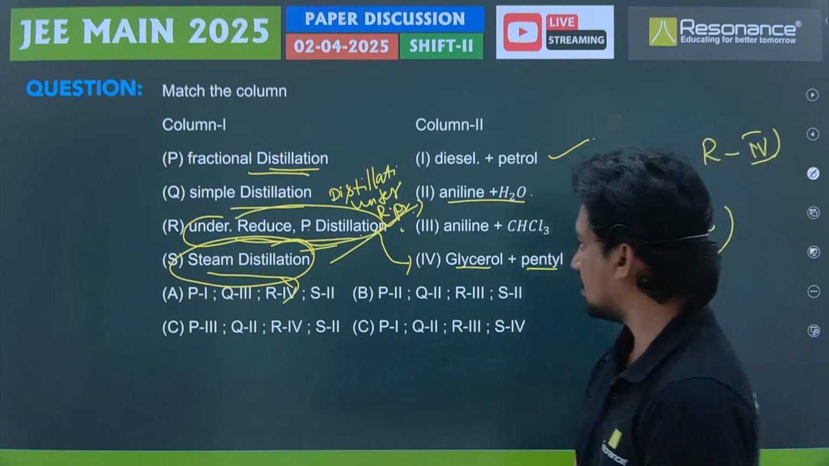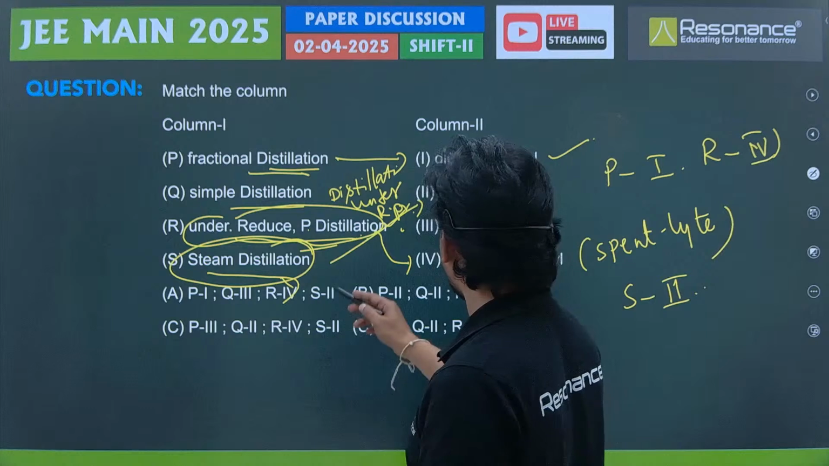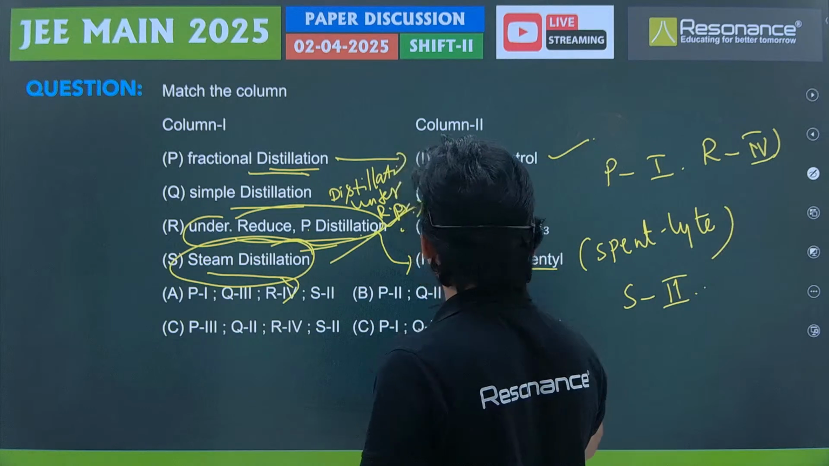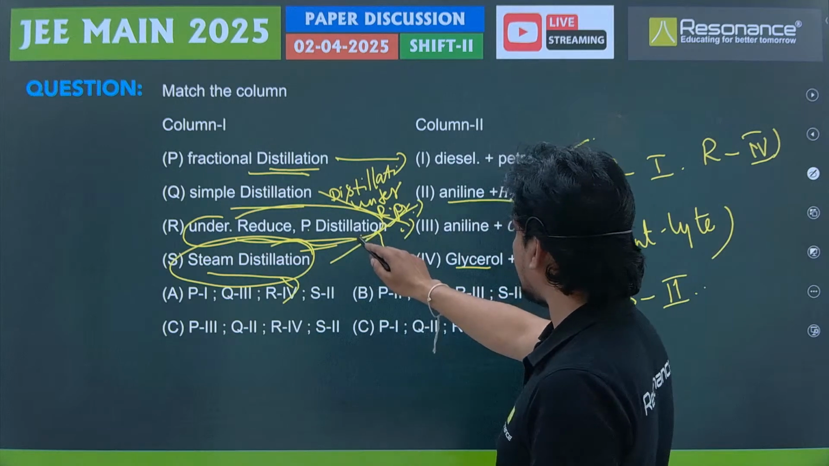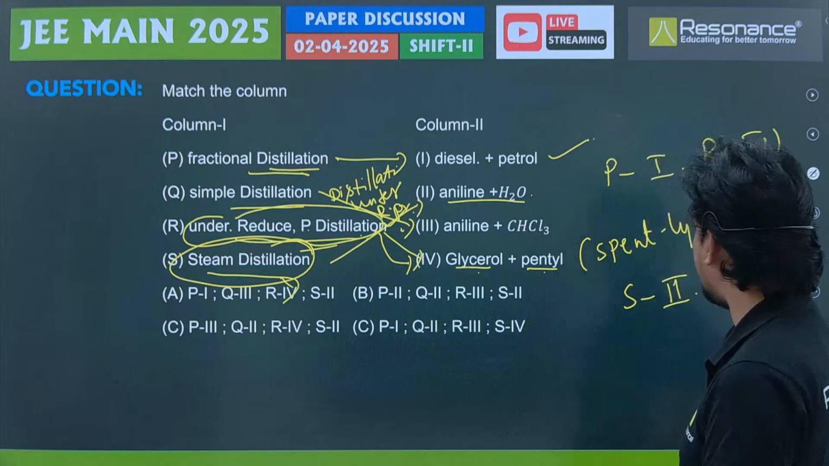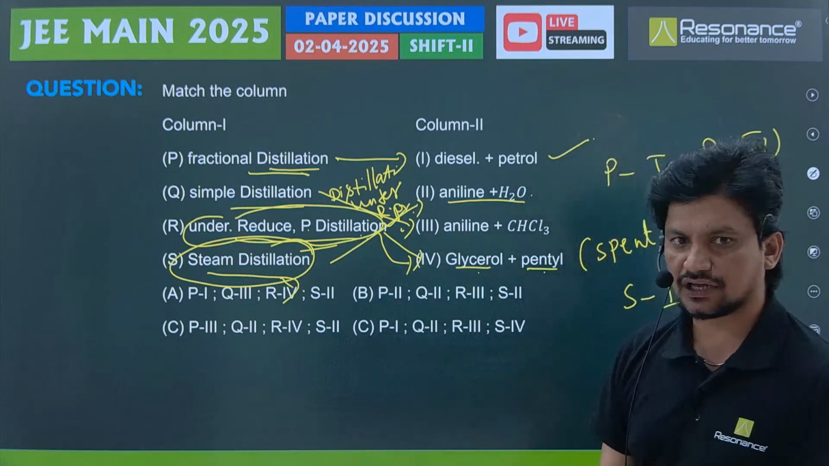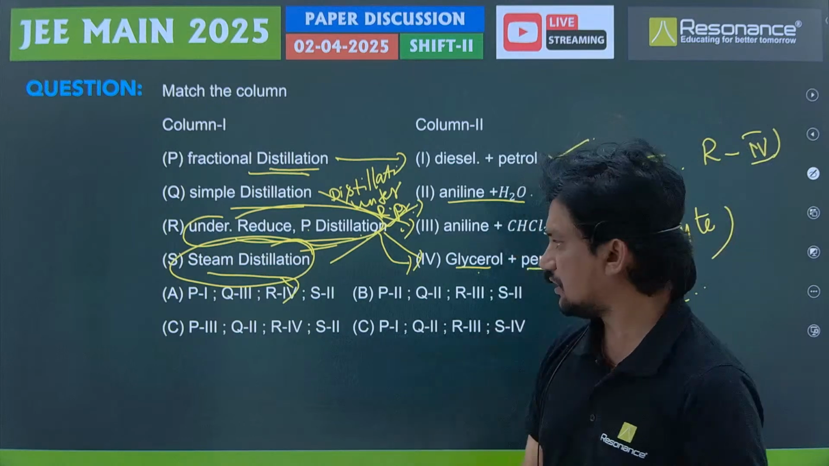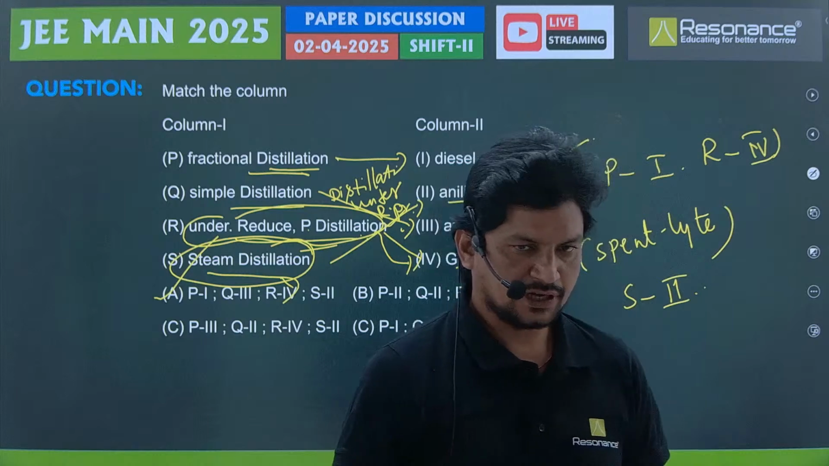Then what is the answer? For fractional distillation, 1. For simple distillation, we can use aniline and chloroform. Distillation under reduced pressure, we can use to separate glycerol and spent lye. And for steam distillation, the correct match is aniline plus water. Then what is our answer? The answer is A. Correct answer is A, right?